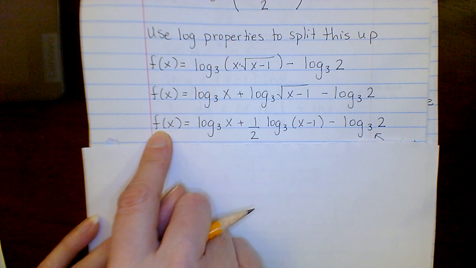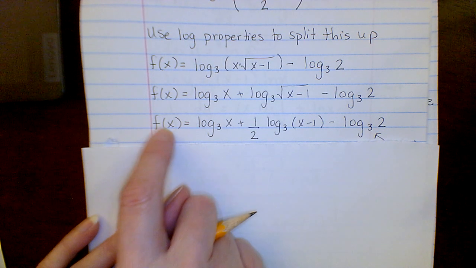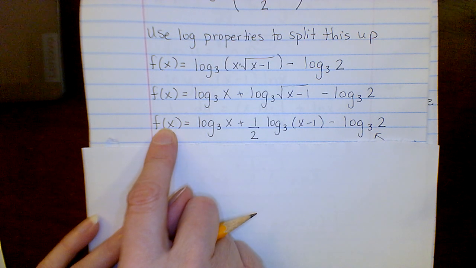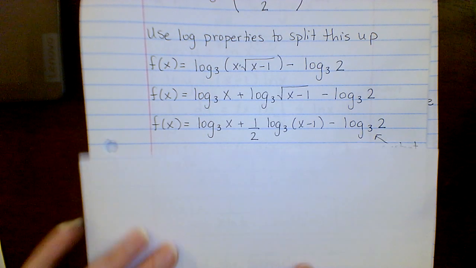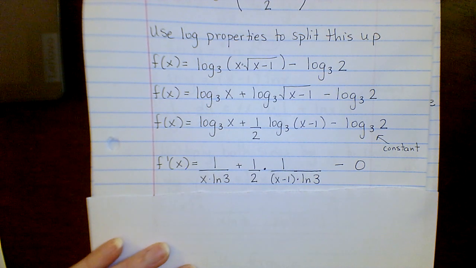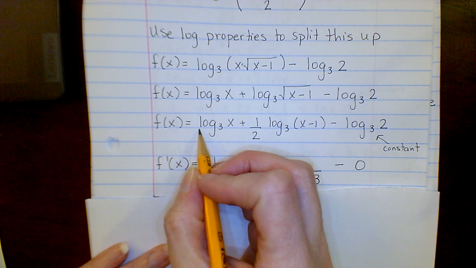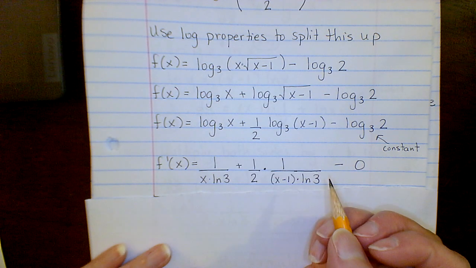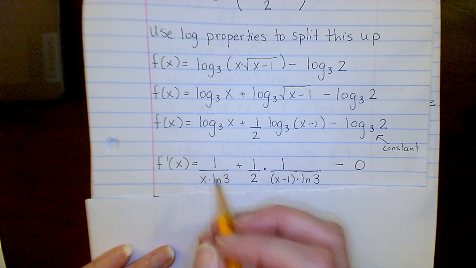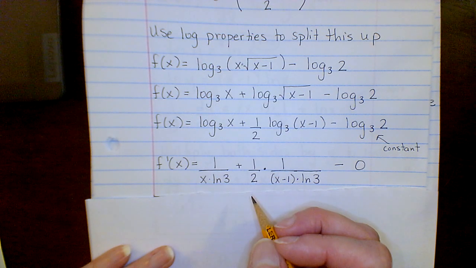Now look, notice this says f of x. I have not taken a derivative yet. All right, this is the same function as I started with. All right, now I'm taking a derivative. So now you can see that I have f prime of x in there. All right, so to start with, I've got log base 3 of x. That derivative is going to be 1 over x ln 3.